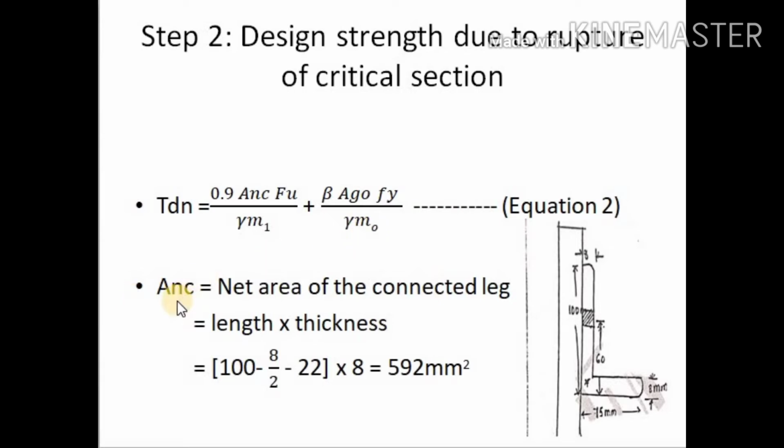First one, Anc, that is the net area of the connected leg. So this is the connected leg, right? So net area will be length into thickness. So net area will be 100 minus 8 by 2, where 8 by 2 is half the thickness, and minus 22, because here there will be a bolt hole. I have already mentioned that diameter of the bolt is 20 mm, hence bolt hole diameter will be 20 plus 2, 22 mm. So 100 minus 8 by 2 minus 22 into thickness 8, so we will get 592 mm square.